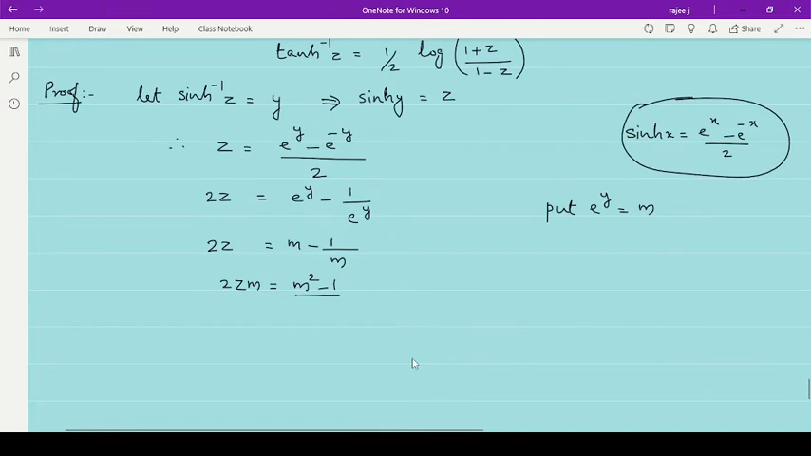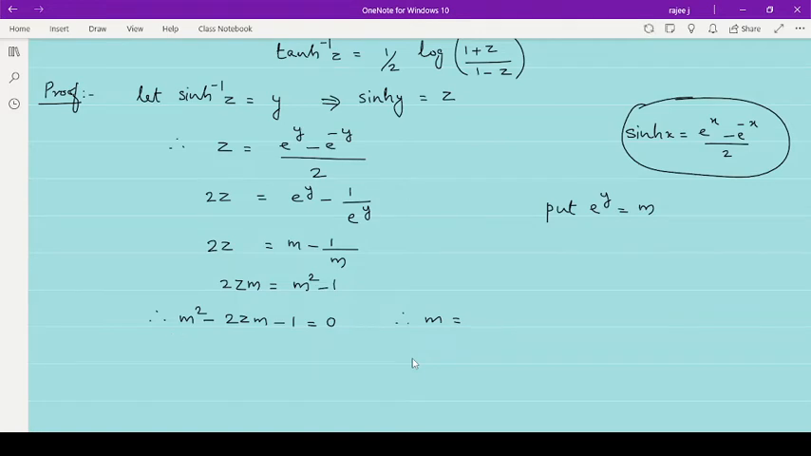Now just do a bit of rearrangement here. This is m square; take 2zm to the right side. So it becomes m square minus 2z into m minus 1, equal to 0. Only the sign of 2z changes, minus 1 remains as it is. Now this is a quadratic equation, so we know how to do this one. Therefore m is equal to minus b plus or minus root of b square minus 4ac, that formula. So here a is 1, b is minus 2z, c is minus 1.